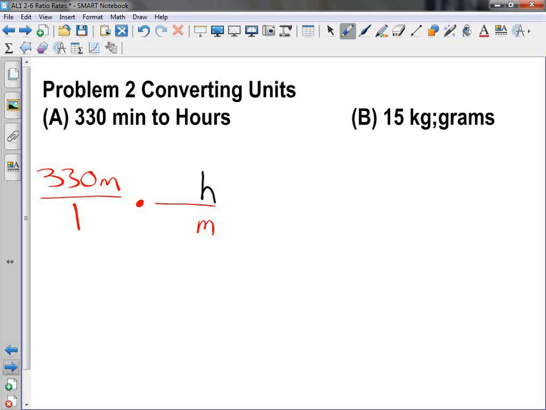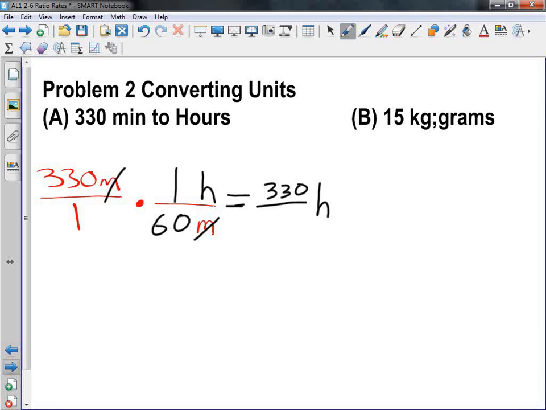Now I need to come up with my equivalent measures, right? So, what type of equivalent measure do you guys want to use here? Nobody knows? How are minutes and hours related? 60 what? 60 minutes. 1 hour. Okay. Now that I have my conversion, my other ratio down there, then what happens to my minutes? What's the only thing I have left? The only unit I have left? Hour.